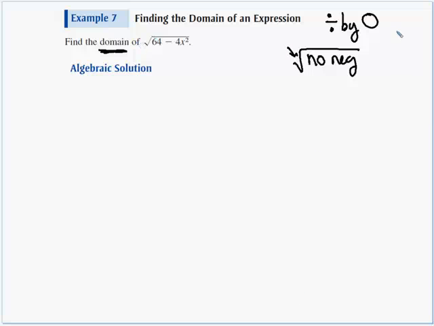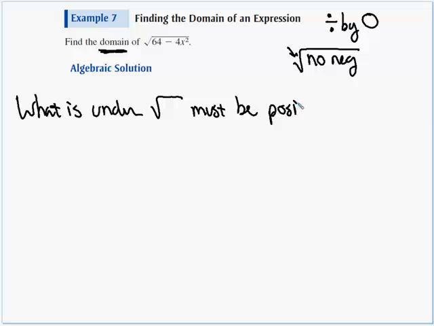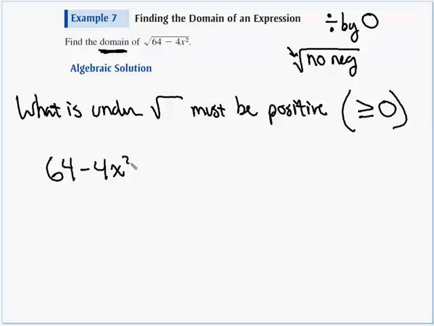In this case it is an even index. So for the domain here, we're not worried about dividing by 0. We don't have a fraction at all with a variable in the denominator, so we're only concerned about no negatives under the radical. So what is under the radical must be positive, in other words, greater than or equal to 0. We can sort of ignore the radical for right now and just take what's under it. We want what is under that radical, the 64 minus 4x squared, to always be positive, or greater than or equal to 0.